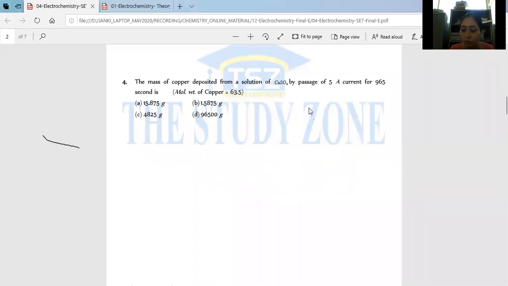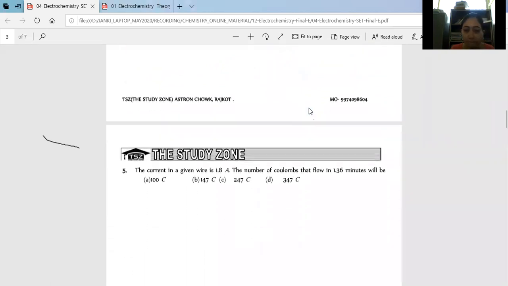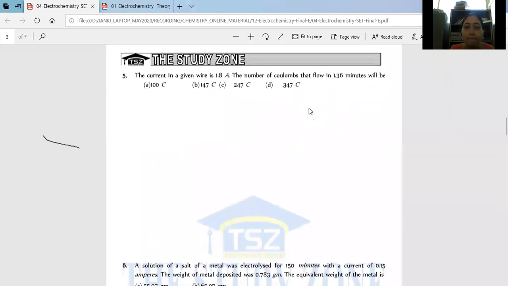As almost all of you got the answer, let us continue with the fifth one. Yes, tell me the answer of this. A current in a given wire is 1.8 ampere. The number of coulombs that flow in 1.36 minutes. It's a simple one-line calculation. Tell me the answer: is it 100, 147, 247 or 347?